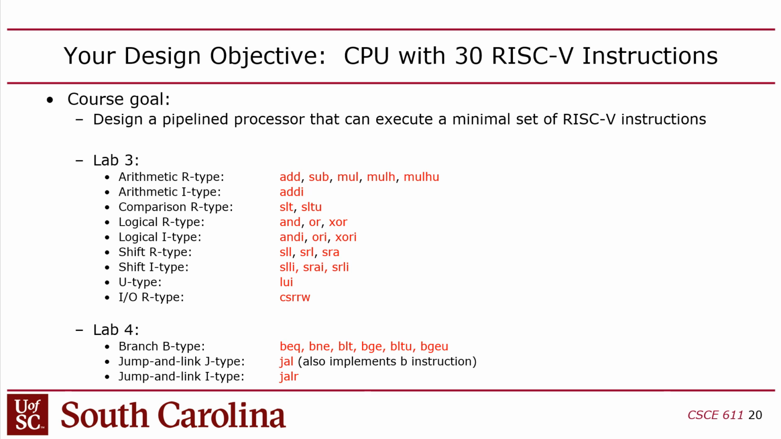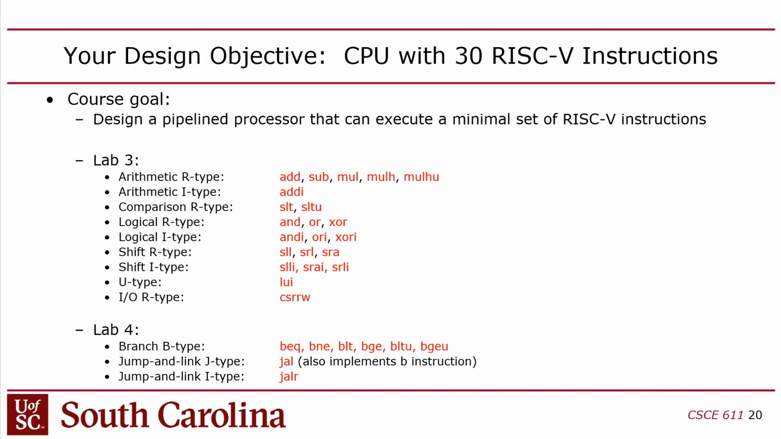This slide shows the 30 instructions that we will ask you to implement in your class CPU. The arithmetic, logical, shift, and comparison R-type instructions, which accept 2 register sources and write the result in a destination register, are all very similar in their functionality since they all do the same thing, differing only in the ALU operation that's being performed. So specifically, there's 13 of these: add, subtract, multiply, multiply high, unsigned, set less than unsigned, and, or, XOR, shift left logical, shift right logical, and shift right arithmetic.